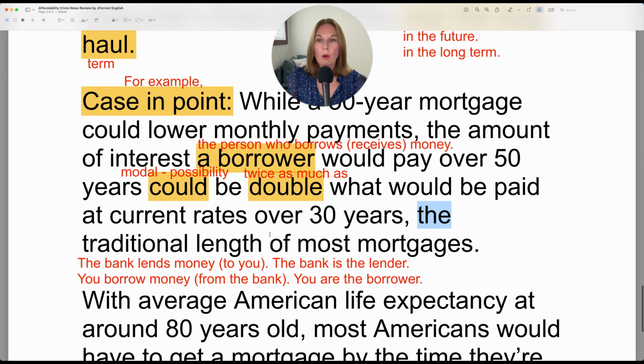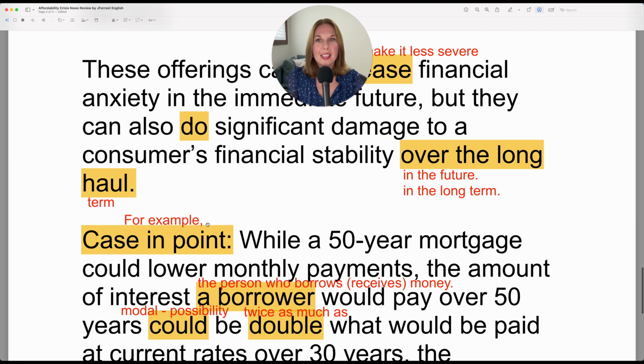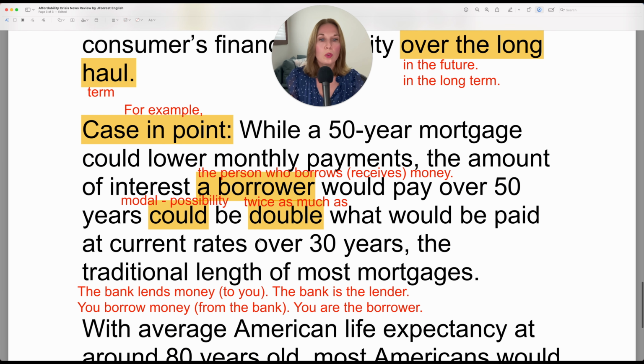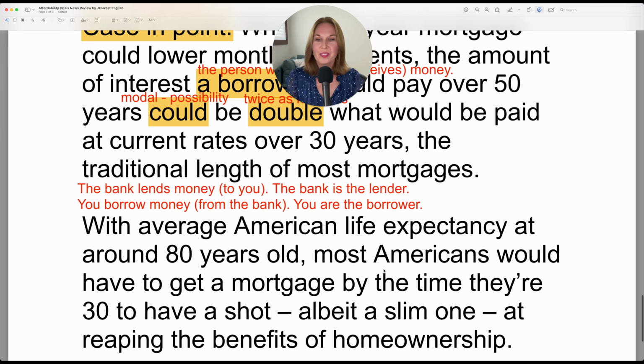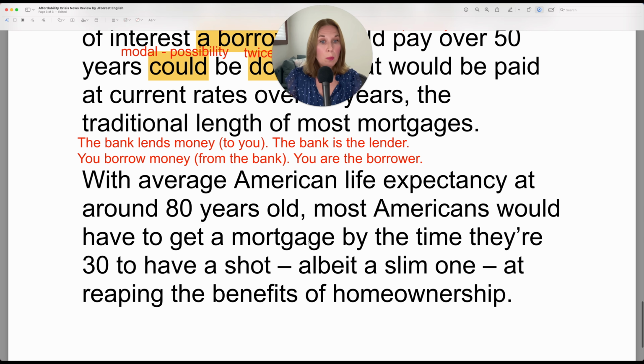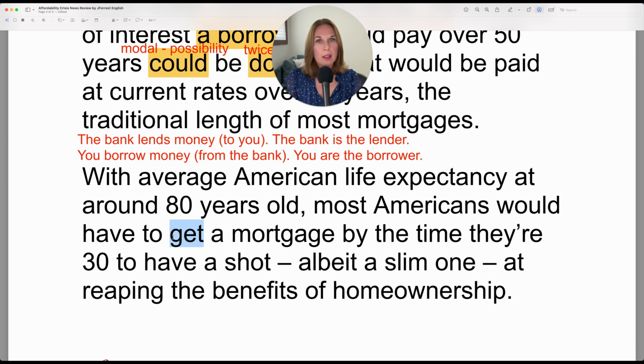So here they continue on. The traditional length of most mortgages. So the traditional means it's the normal length if it's traditional. So 30 years is what, if you tell your parents or grandparents, they would say, yes, that's normal. That's traditional. With average American life expectancy at around 80 years old. So this is how long the average American lives until 80. Most Americans would have to get a mortgage. What was the phrasal verb? Take out. Would have to take out a mortgage.